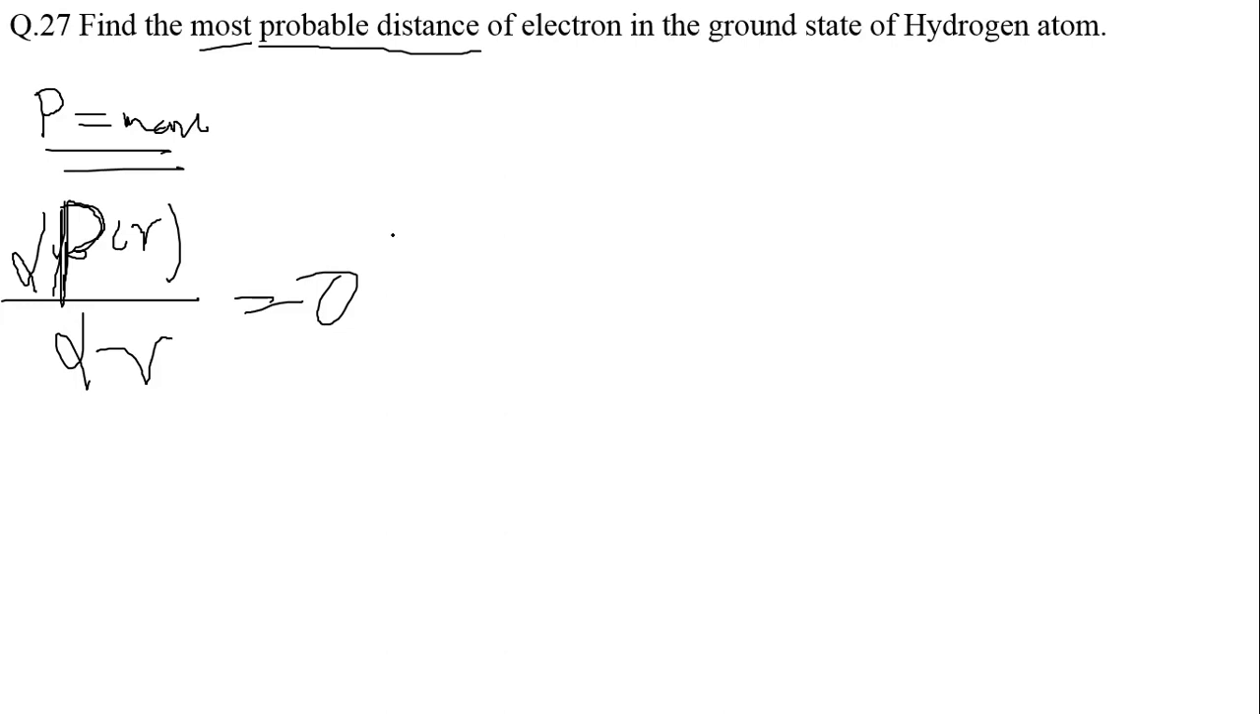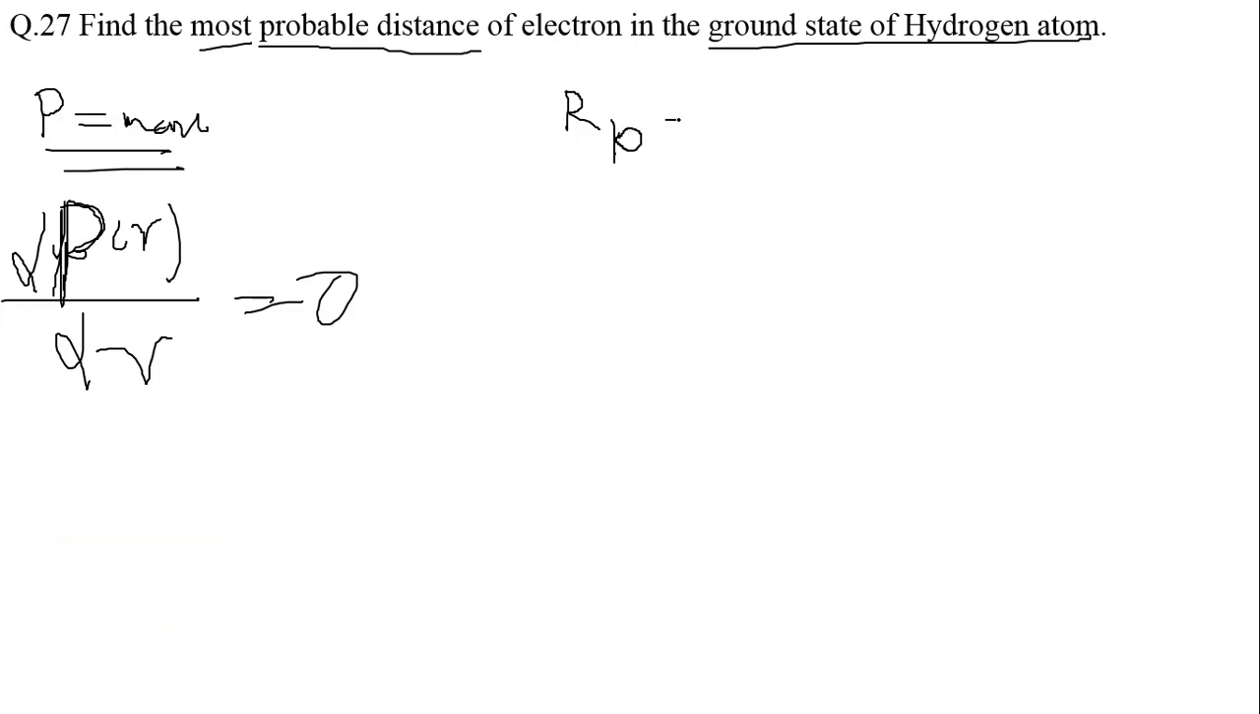So what we will do here, it is the ground state of the hydrogen atom, and the probability density depends only on the radial wave function of the electron in the hydrogen atom, which is R10.